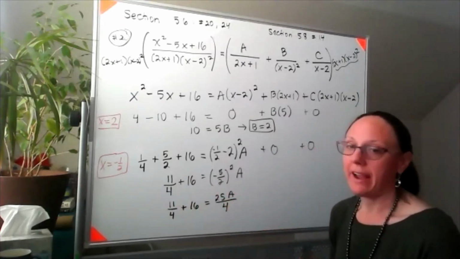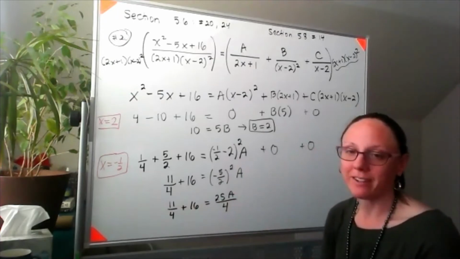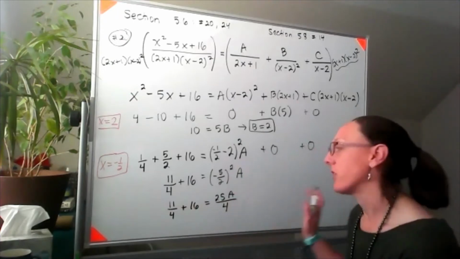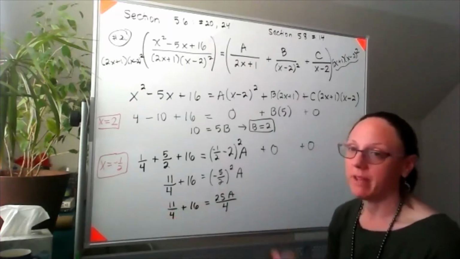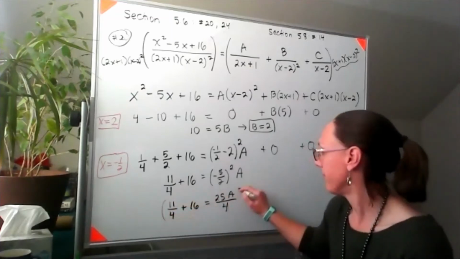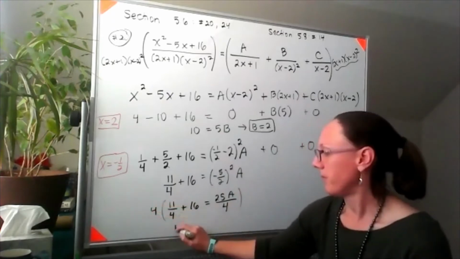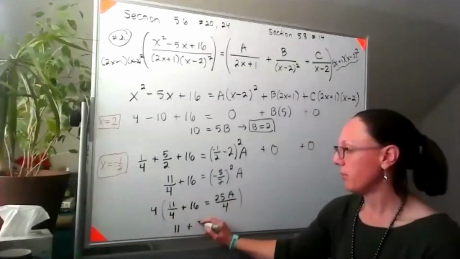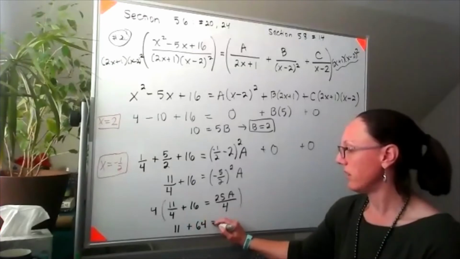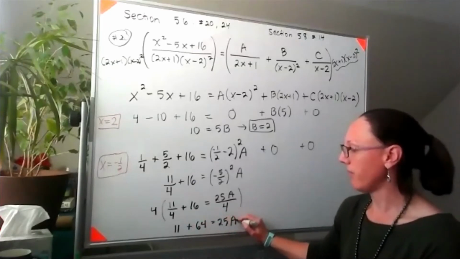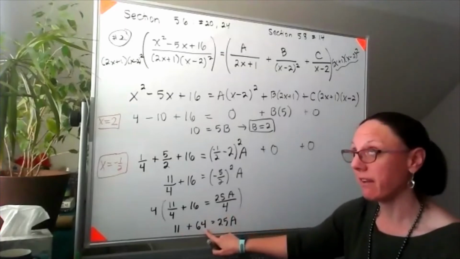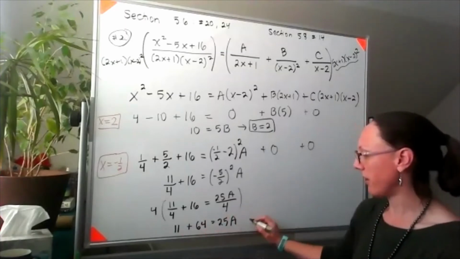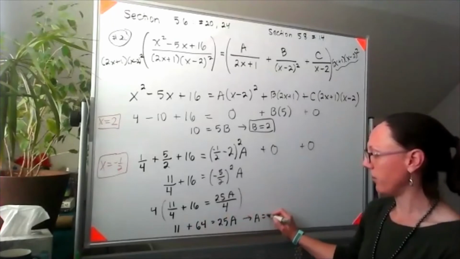In general, I don't really like to mess with adding and subtracting fractions if I can help it. So I'm actually going to multiply this entire thing by 4 just to avoid the fractions. So I've got 11 plus 64 is equal to 25a. And 11 plus 64 sounds like 75. 75 divided by 25 means a would be 3.